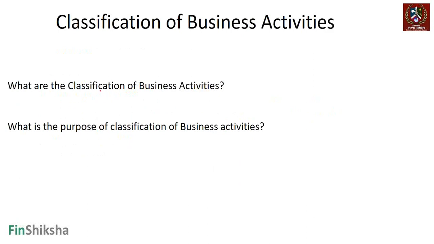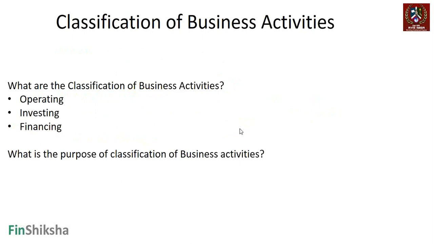So we're going to create a classification of business activities. Every activity will get classified into these three different kinds of activities. We'll also try and understand the purpose of classification of these business activities. Any business activity can be classified into either what is called an operating activity, or an investing activity, or what is known as a financing activity.